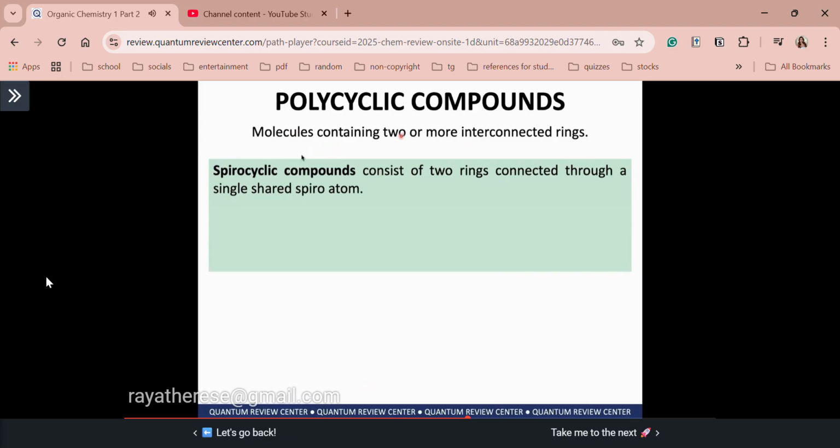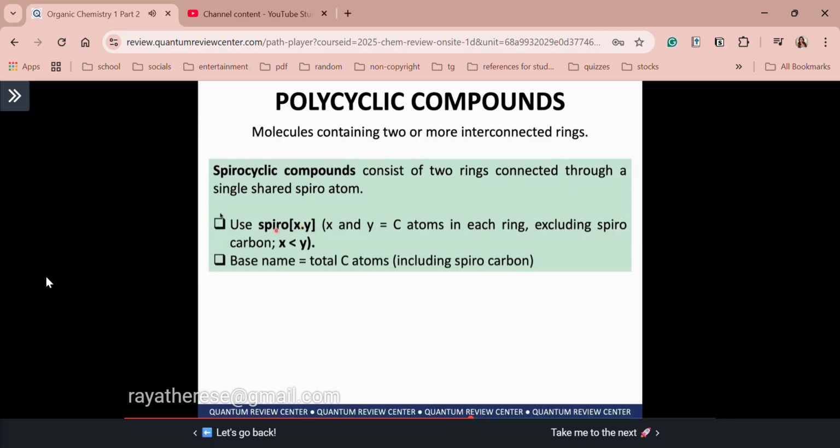So for polycyclic compounds, we have 3 main types. So the easiest one, class, is your spirocyclic compound. So formal definition of spirocyclics, it consists of 2 rings that are connected through a single atom. So we usually call that single atom your spiroatom. So in terms of your naming, we use this general term, okay? So again, you have your spiro, so of course bracket X dot Y.